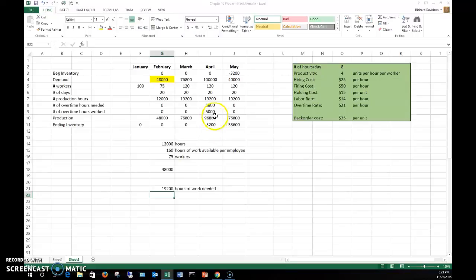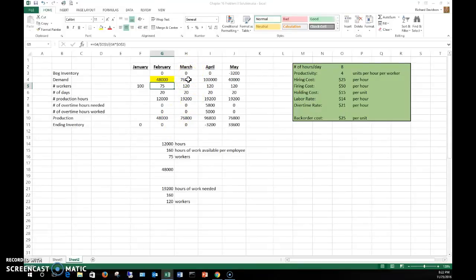And we have the same number of days, 20, and they work 8-hour days. We have the same 160 hours that we calculated up here. So if we have 19,200 total, and each employee can do 160, guess what? We need 120 workers to do that job. And there you see, in my table, 75 workers made 48,000. We need 48,000. Our ending inventory is 0. We built exactly what we needed. We moved to March. We're starting with no inventory.